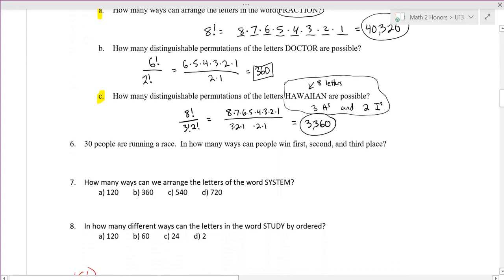Number 6, you have 30 people running a race. In how many ways can people win first, second, and third place? So you have 30 options for first place. Once you give that first place away, you only have 29 options for second place, and then you have 28 options for third place. So I'm using the fundamental counting principle there, and we end up with 24,360.